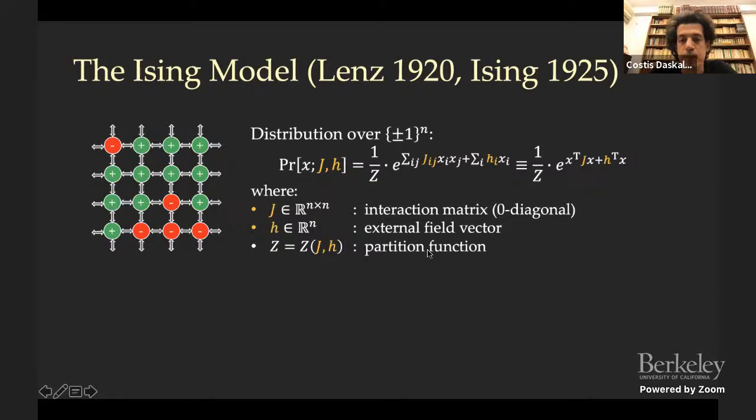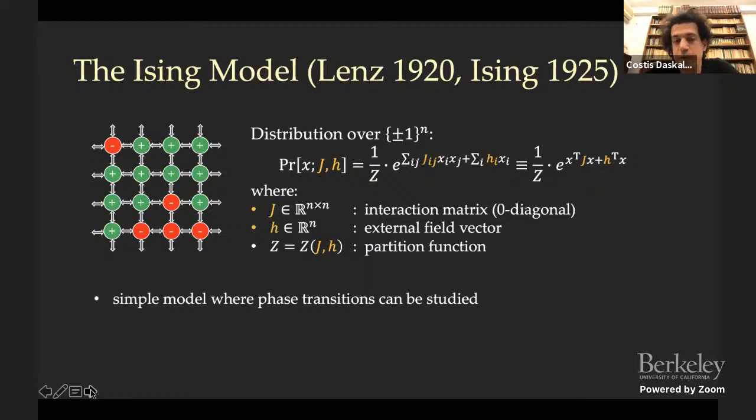Basically what's happening here is that each coordinate is plus or minus one. The sign and magnitude of this Jij is the local encouragement of Xi and Xj to have the same or opposite signs, depending on the magnitude and sign of Jij. And also there is an external field on every coordinate that is pushing it one way or another. But these local encouragements can be overridden by implicit paths through the underlying network in the support of J. So it's a complex distribution to reason about.